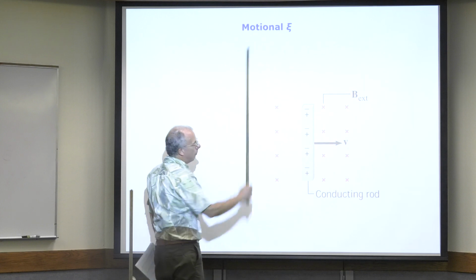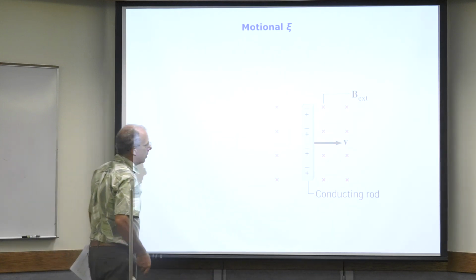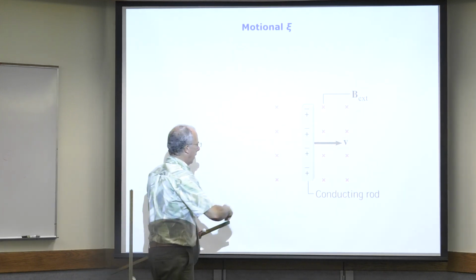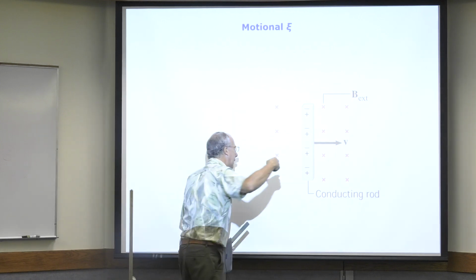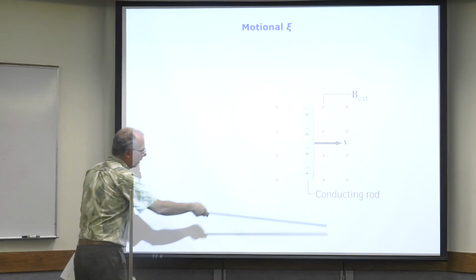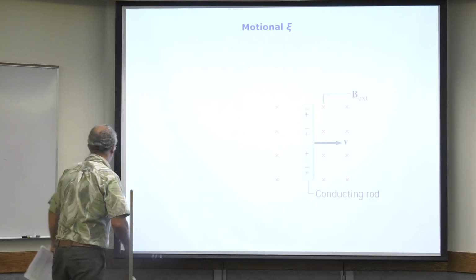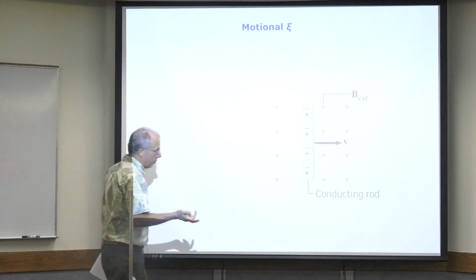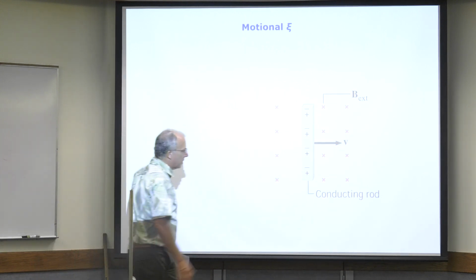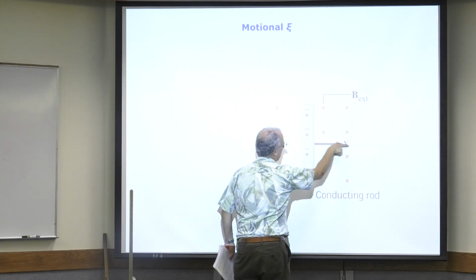So motional means motion, right? EMF is like voltage. Okay, so what's going on? Here we have this external magnetic field. And remember, the X means that the magnetic field is going in. This is a piece of metal, a conducting rod. And initially it's neutral, right? We're going to just say it has positive charge carriers and negative charge carriers. Okay, what we want to do is somehow, which we'll get into, move this piece of metal to the right.